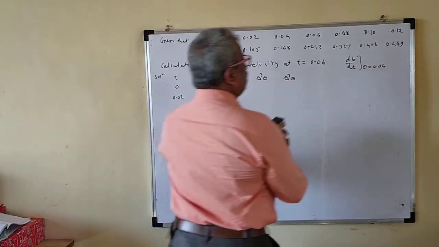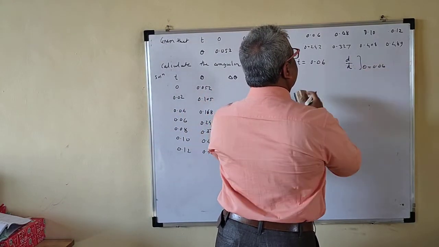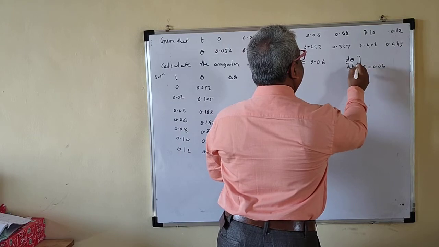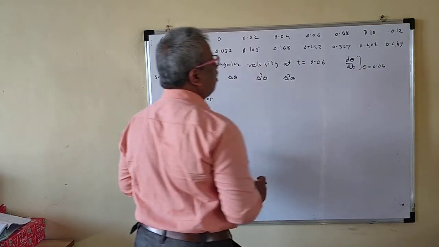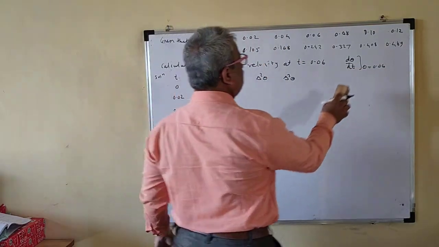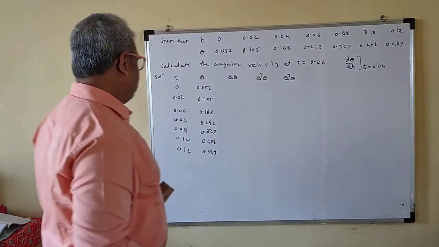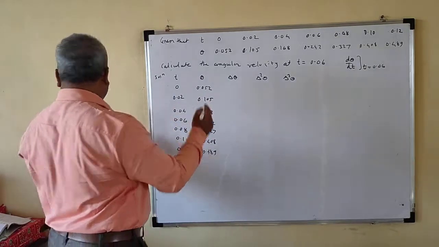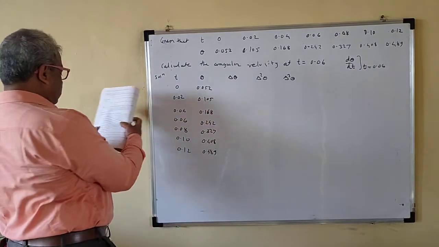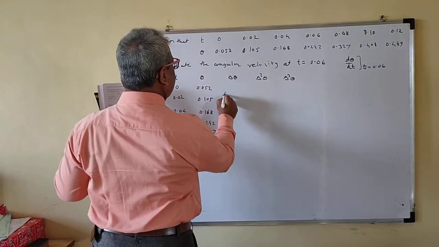So angular velocity is what we have to find, d theta by dt, at t equal to 0.6. Okay, so we'll make a difference table. I will directly write this.